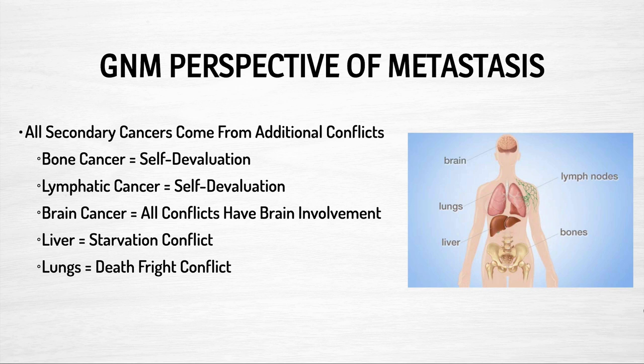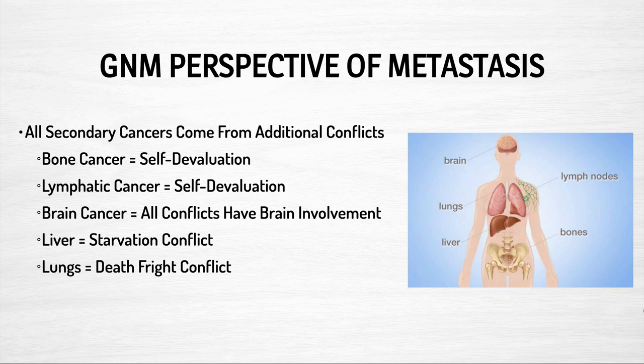So bone cancer is self-devaluation. Lymphatic cancer is self-devaluation. Brain cancer: every single conflict that you've ever had, any single symptom that you've ever had, has always had brain involvement. So anytime you've ever had even the slightest headache, that was brain involvement. And perhaps if you got a brain scan at that moment, you might be diagnosed with brain cancer. Although in GNM, again, it's not brain cancer. It's not something going wrong in the brain. The brain is the control center. And so there's impact, influence in the brain every time that there is a conflict shock.